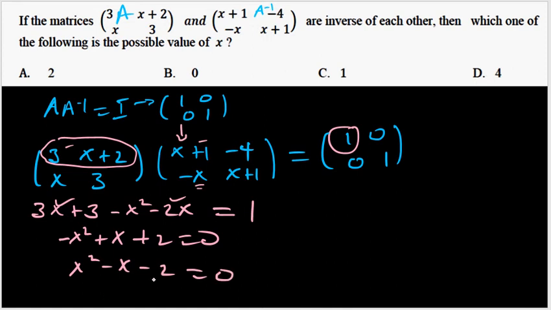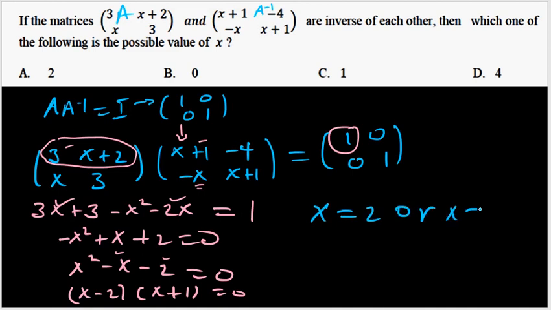Then think of two numbers whose product is negative 2 and sum is negative 1. These numbers give x minus 2 and x plus 1. 1 times negative 2 will be negative 2, and 1 plus negative 2 is negative 1. So the two numbers which give us product negative 2 and sum negative 1 are negative 2 and 1. Therefore, x is equal to 2 or x is equal to negative 1.